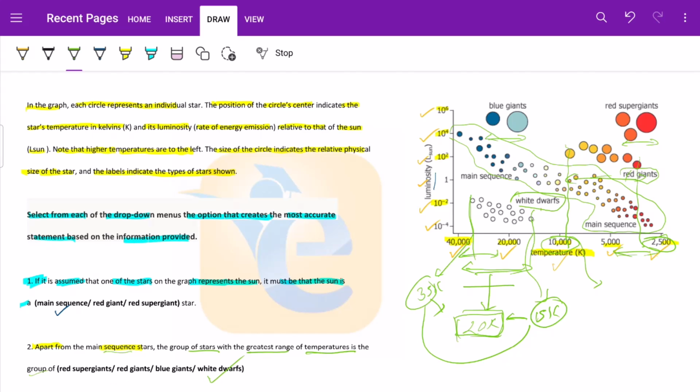So the idea again is to be very careful with the options, with the question, with the labeling, everything. Hope this question helped. Thanks a lot.